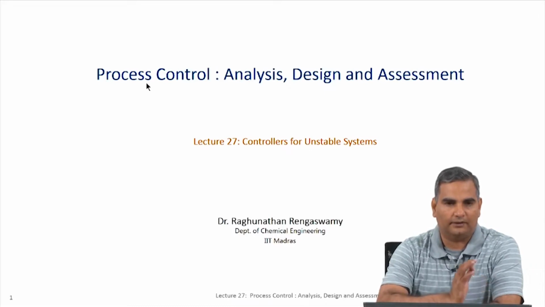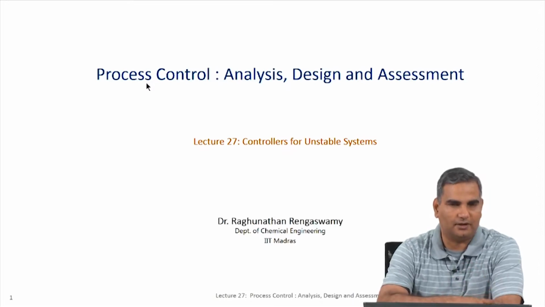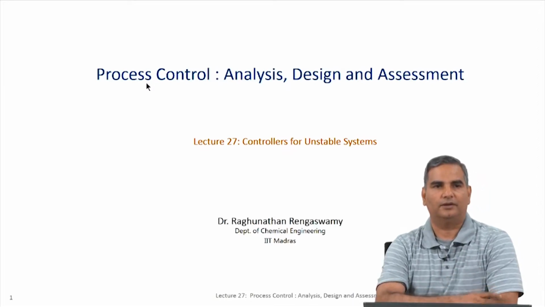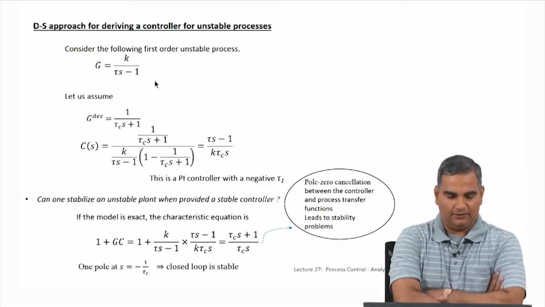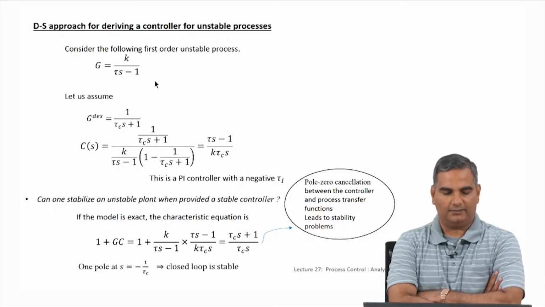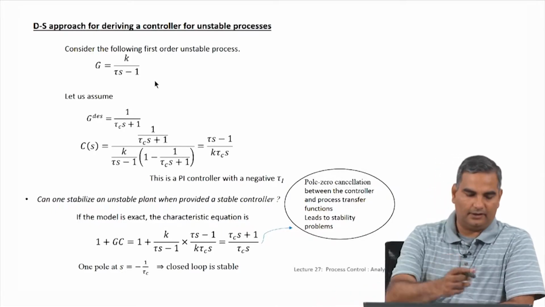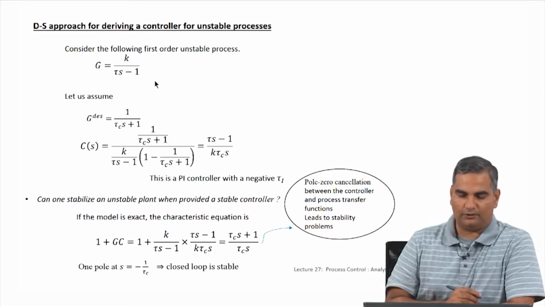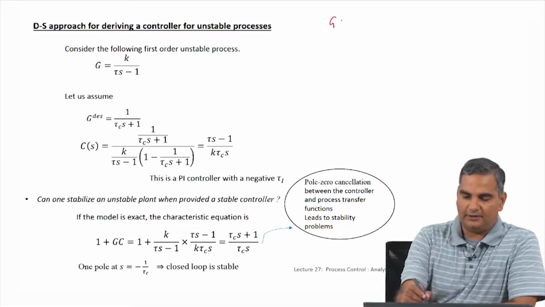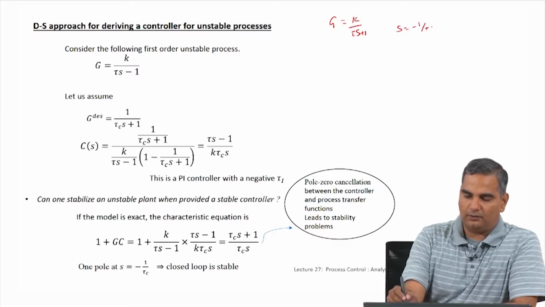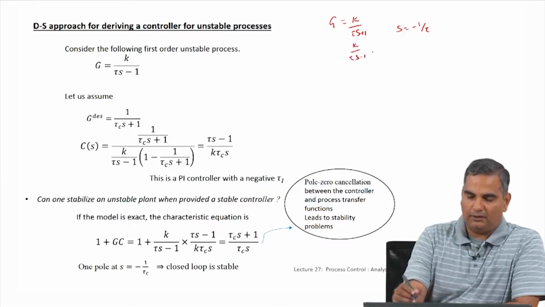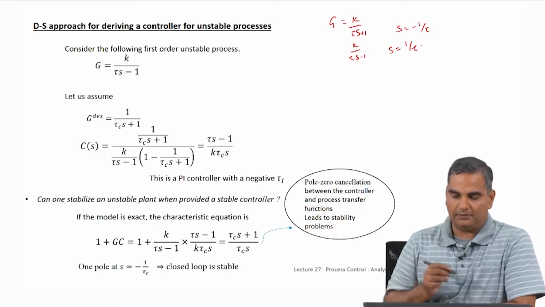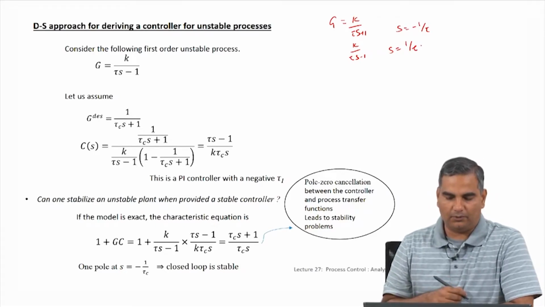So the main question is, if the process is unstable, can you still come up with controllers which will make the closed loop stable? So we will start again to explain this idea with a very simple first order unstable process. So I have here a transfer function K over tau s minus 1. Typically we have looked at G as K over tau s plus 1, in which case s equal to minus 1 over tau is a stable pole. However, if I have K over tau s minus 1, then s equal to 1 over tau becomes an unstable pole, because this is a pole in the RHP.